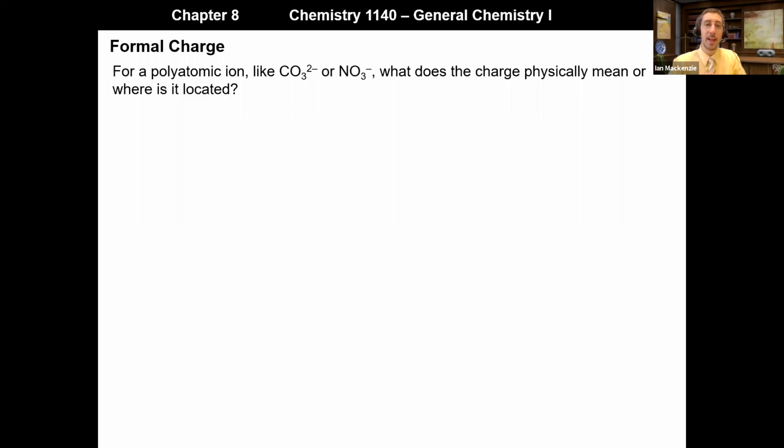And one question you might have while we're going through Lewis structures for molecules and talking about covalent bonding is, for polyatomic ions like the carbonate ion or the nitrate ion, and we've drawn a Lewis structure for the carbonate ion, what does the charge physically mean? We know it's got extra electrons, but does it have extra electrons? So where does that actually come from?